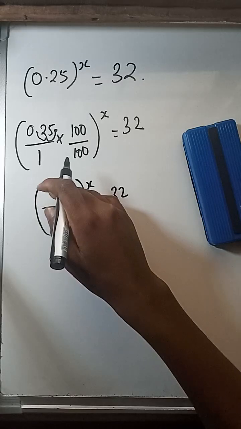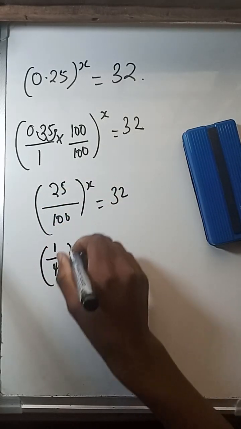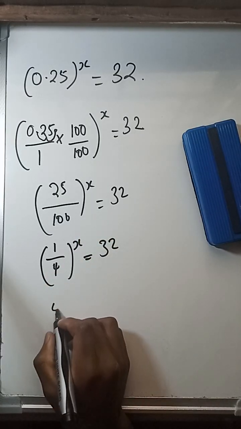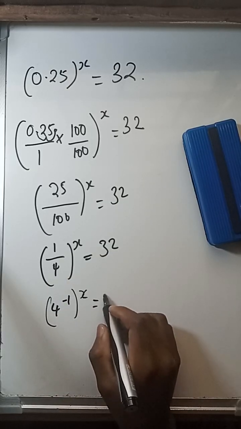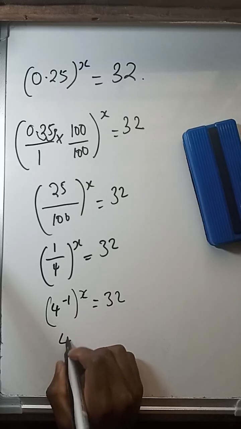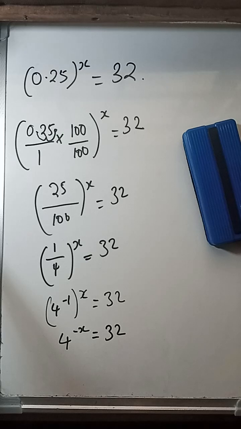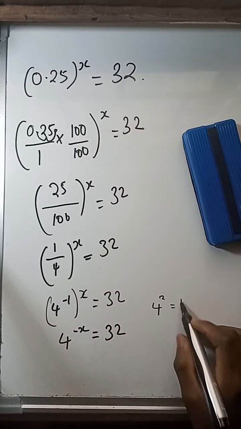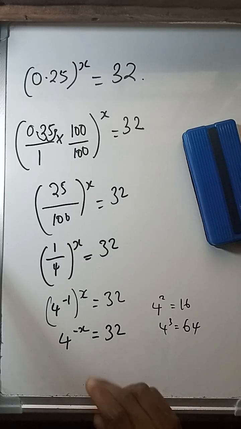Now this fraction can be simplified. 25 there is 1, 25 here is 4. The power x equals 32. Now this here can be 4 to the power negative 1. We have talked about this. Now this would be 4 to the power negative x equals to 32. How can we make the basis the same? Can we use 4? Let's see. 4 to the power 1 is 4. 4 to the power 2 is 16. 4 to the power 3 is 64. So we can't use 4 here.